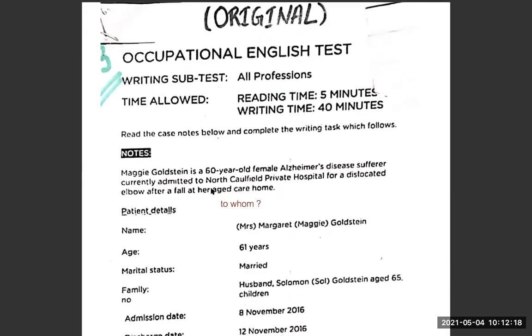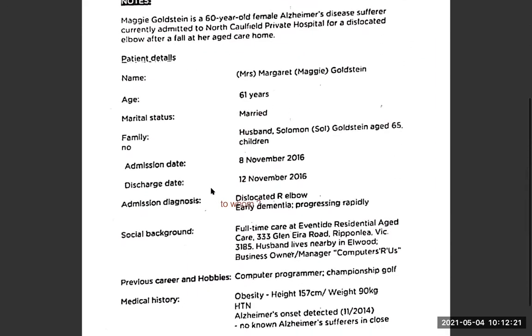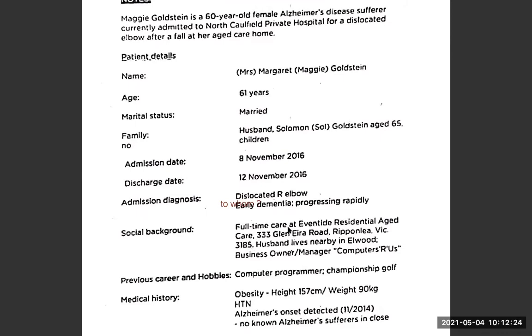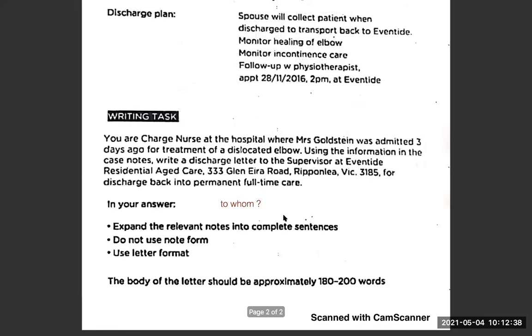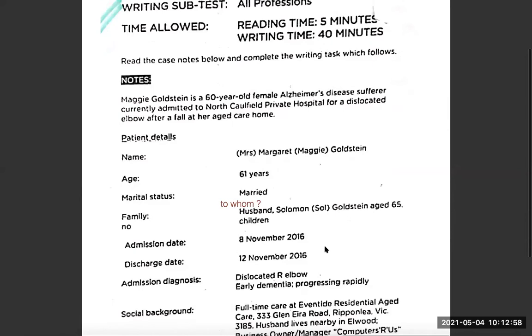So I will go to the front page. I will try to check the address of the patient. So that says full time care at Eventide residential aged care. That means the patient already is taking full time care from this residential home and the address is the same. So that basically implies that the patient is part of this organization. In this particular letter, it is very easy because it has been given here for discharge back into permanent full-time care. But normally in the rest of the letters, apart from this letter, you will have to check the address of the patient over here.